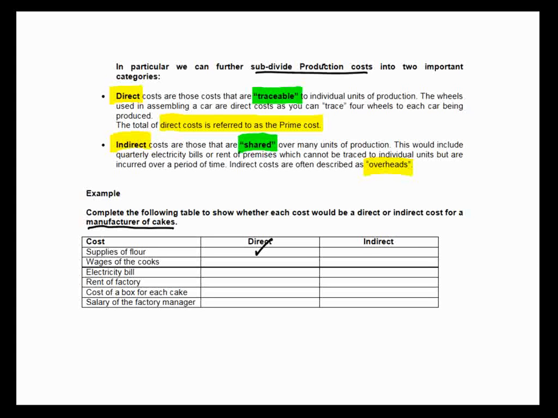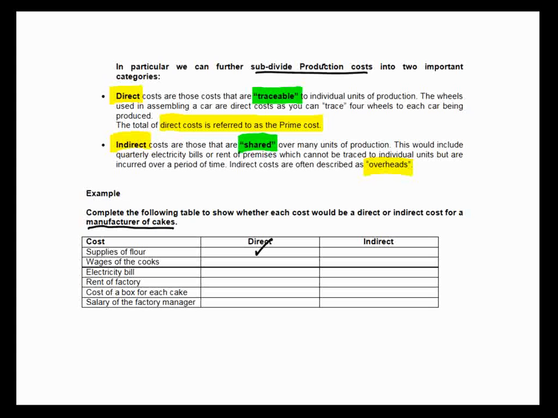Well, we've then got the wages of the cooks. Well, I'm guessing that the cooks are actually stirring the mixture together, putting it into the cake tins. They're actually baking the cakes. They'll be icing the cakes and putting a little glacé cherry on the top. So I'm guessing that if it takes the cooks 1 hour to bake each cake and to ice it, then you could trace an hour's worth of their wage to each cake.